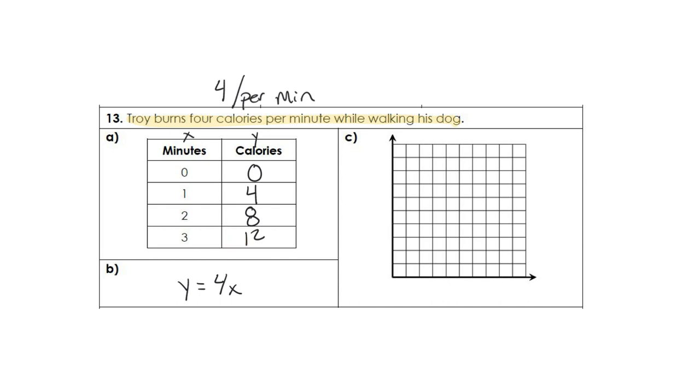Now let's put that information on the graph. So let's label our coordinates. So I have minutes is going to be my x, and calories is going to be my y. I can circle 1, 2, 3, 4, 5, 6, 7, 8, 9, 10. 1, 2, 3, 4, 5, 6, 7, 8, 9, 10.